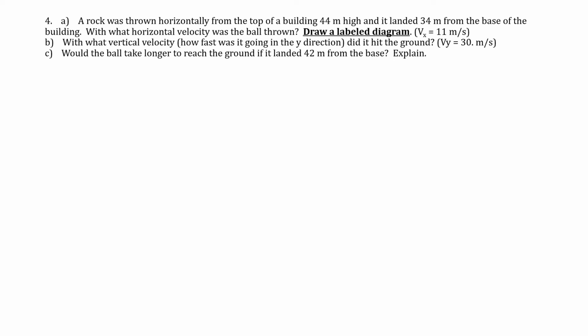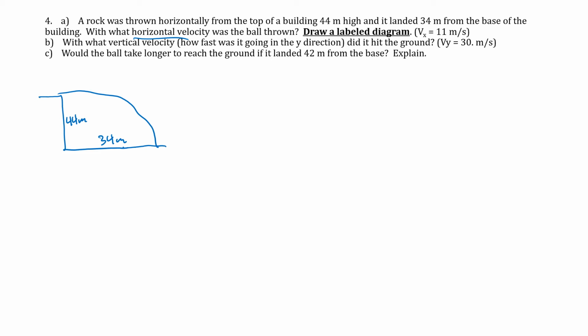Question 4, a rock was thrown horizontally. We're at the top of a building. That building is 44 meters high, and it lands 34 meters away, like so. And we want to know what was the horizontal velocity with which the ball was thrown?